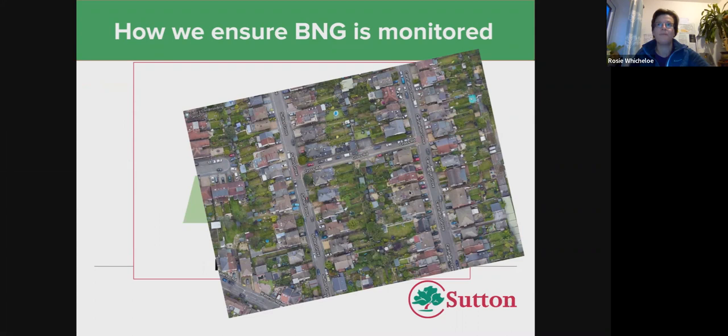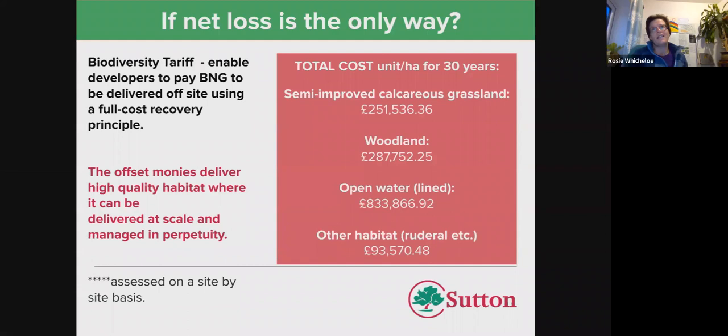So what happens if there is a net loss? Well, if the developer believes there's no other way of delivering the net gain on site, then there is the basis of a biodiversity tariff, and the biodiversity tariff enables the payment to deliver the remaining units off site. It basically makes the plan, the application or the development lawful in the context of planning. So it's good for that reason.